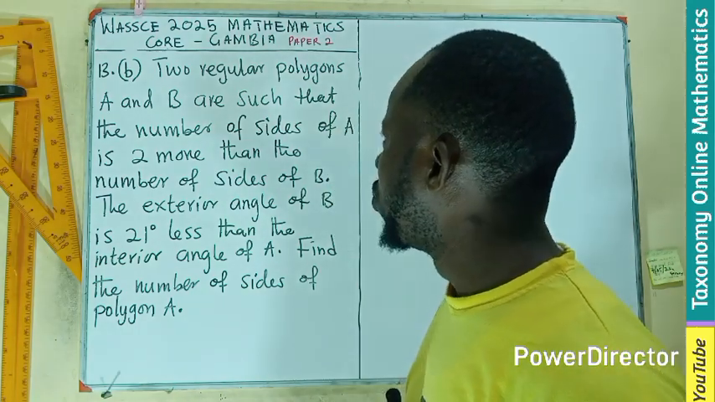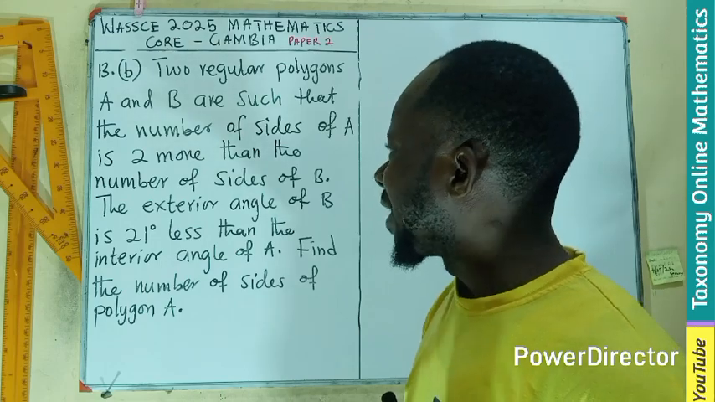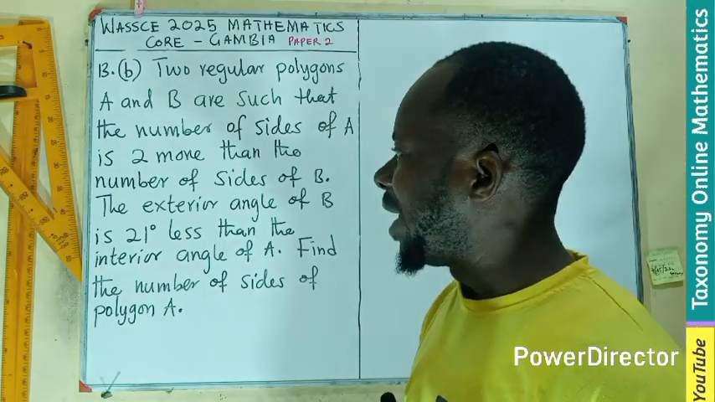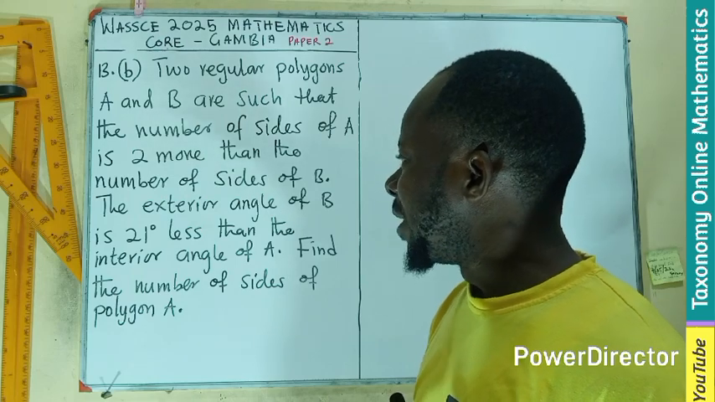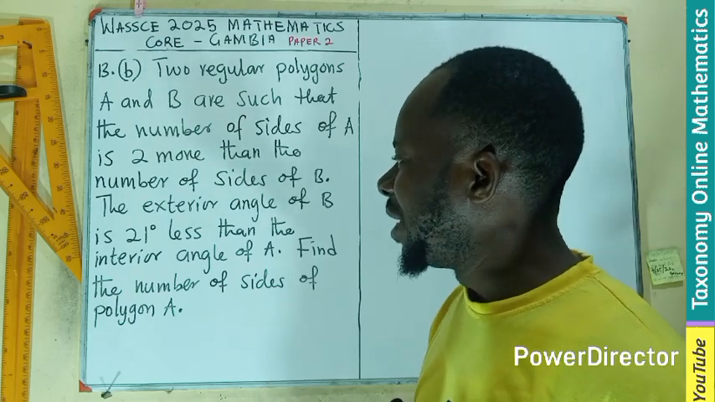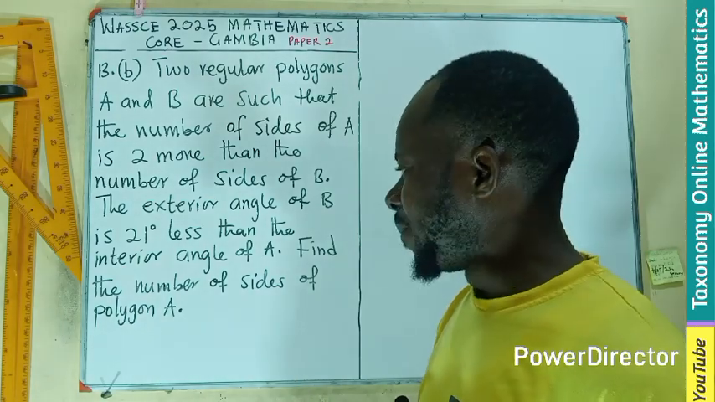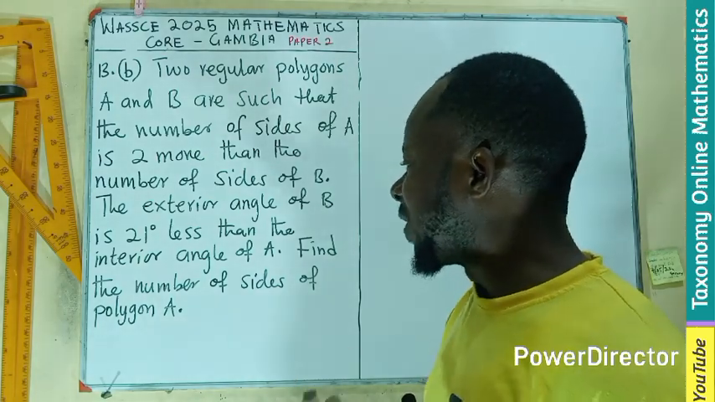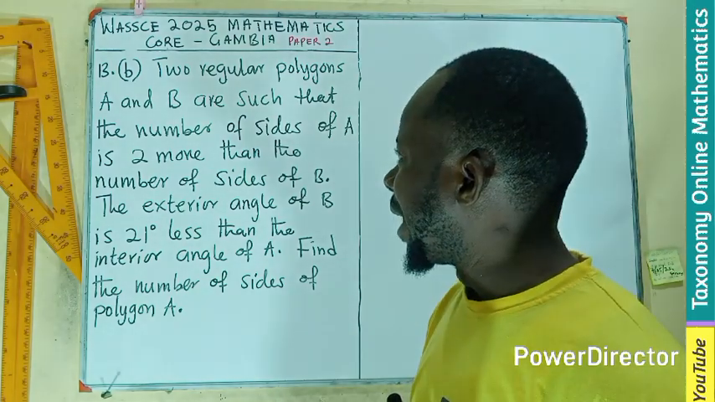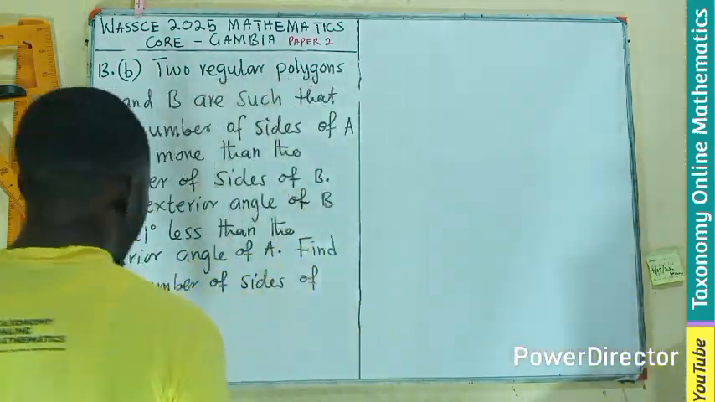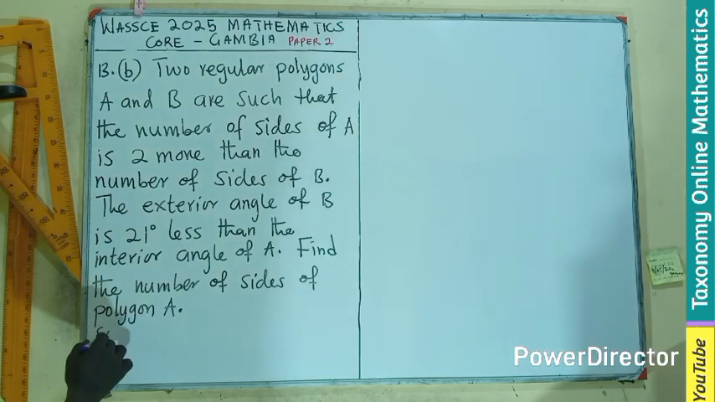So we have two regular polygons, A and B, such that the number of sides of A is 2 more than the number of sides of B. The exterior angle of B is 21 less than the interior angle of A. We have to find the number of sides of polygon A. Let's bring to bear some of the properties we can deal with. First solution.